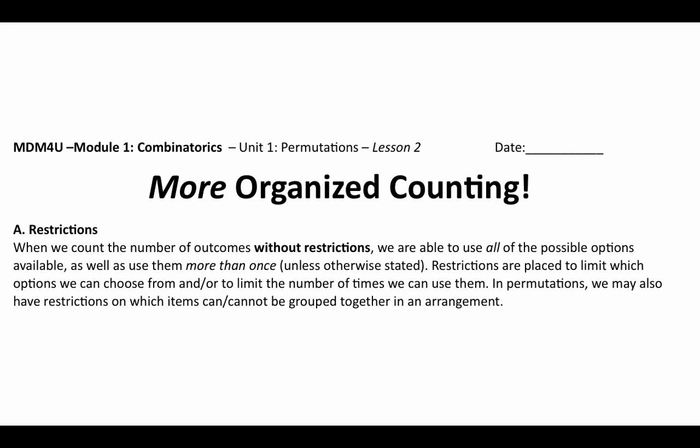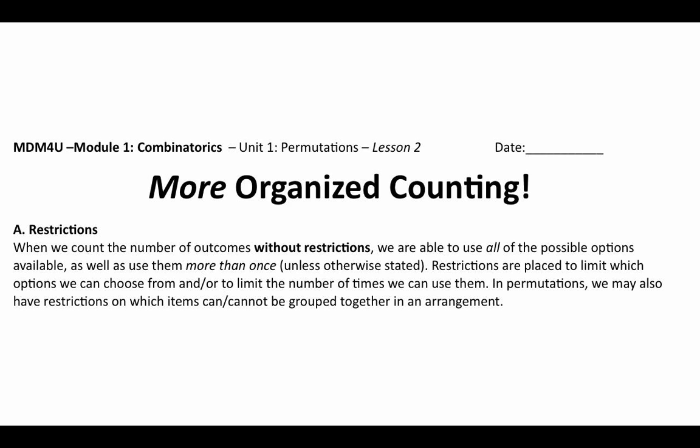Hi, so welcome to Lesson 2 in Permutations. Today we're going to look at more organized counting, and we talked a little bit at the end of Lesson 1 about restrictions, about saying, well, there needs to be at least one of these, or none of those, or two or three of those. And so we're going to talk a little bit more about restrictions and without restrictions.